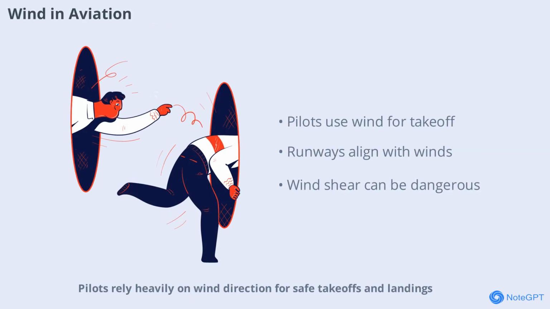Pilots rely heavily on wind direction for safe takeoffs and landings. Airports are designed with runways aligned to prevailing winds, allowing planes to take off and land into the wind for better control. Sudden changes in wind direction, known as wind shear, can be dangerous and require quick adjustments. Understanding wind patterns is essential for flight planning and safety.